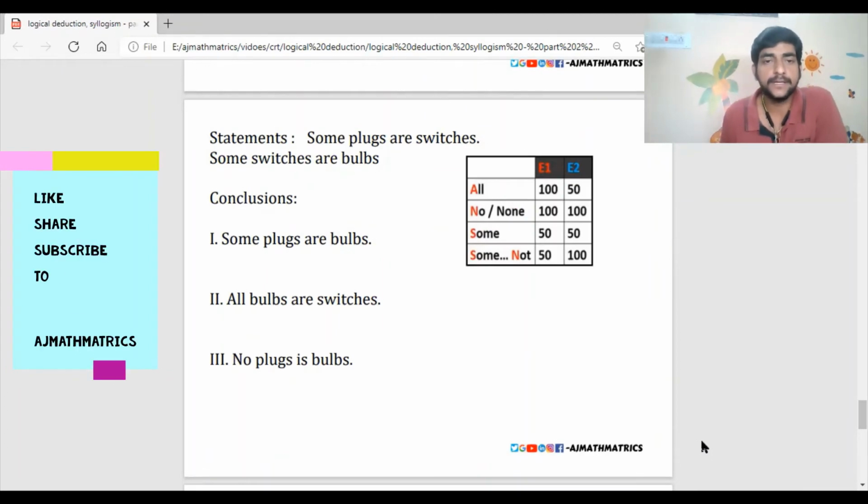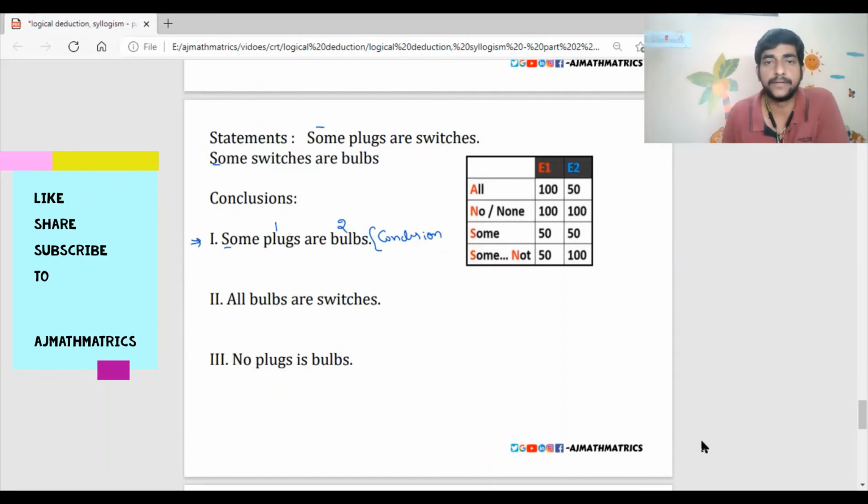Now let's solve this question. Some plugs are bulbs. Plug is in the first statement, bulb is in the second statement. So it's a conclusion. After knowing it's a conclusion, we need to check whether it follows or not. Before that, we need to check the nature. So these two are positive, so the conclusion should be positive. Okay, the nature point of view is satisfied.